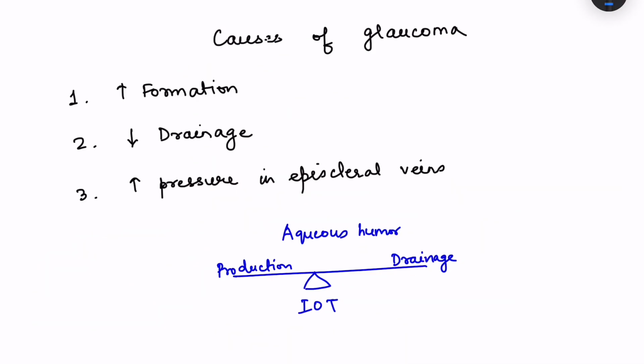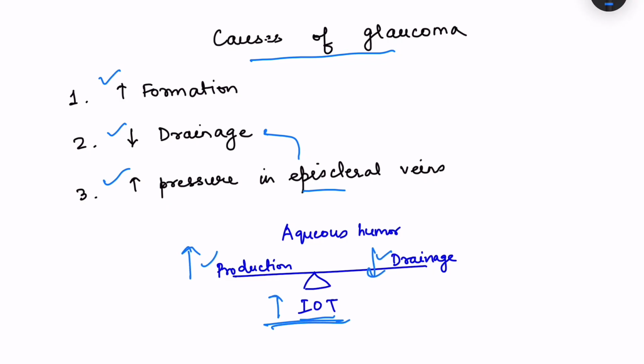So, now moving on to the causes of glaucoma. Glaucoma, that is, as I told before, increased intraocular tension, can occur due to increase in formation of aqueous humor, decrease in drainage of aqueous humor, and increase in the pressure in the episcleral veins, which in turn will decrease the drainage of the aqueous humor, because we saw from trabecular meshwork to the canal of Schlemm to the episcleral veins. So if the pressure in the episcleral veins is more, it will impede the flow of the aqueous humor into the veins. So since intraocular tension is a balance between the production and drainage, we are seeing that either increased production or decreased drainage is going to increase the intraocular tension.